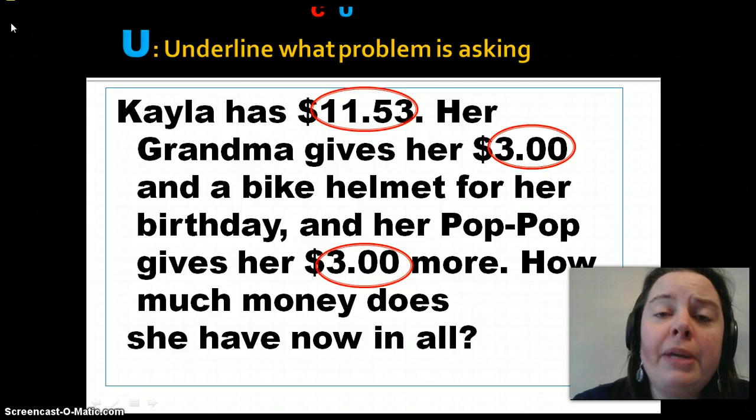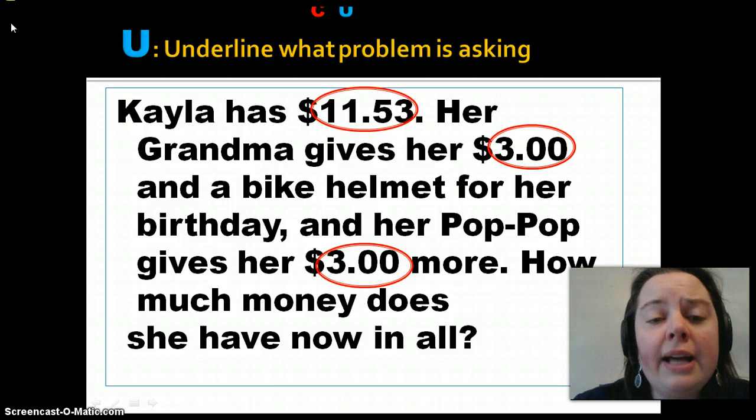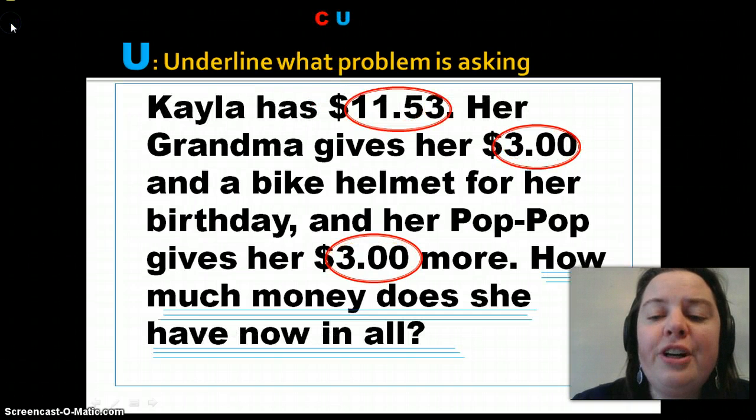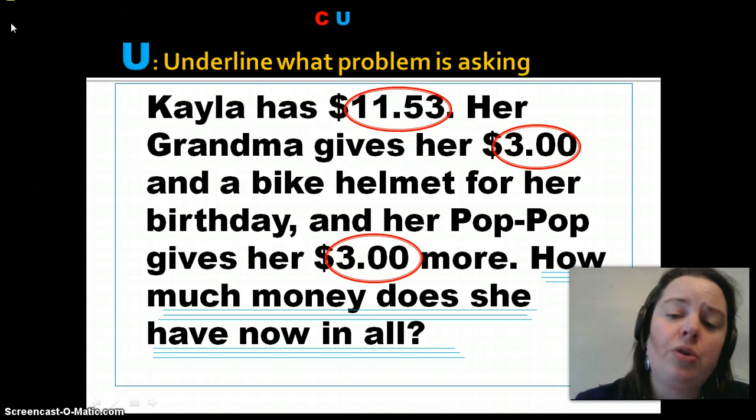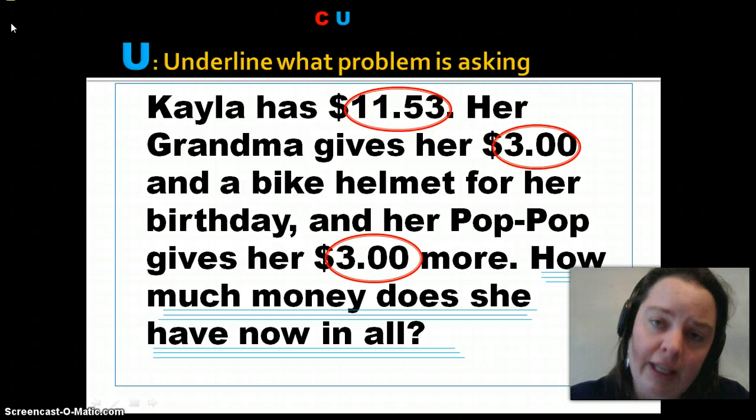U for underline. Underline what the problem is asking. So Kayla has $11.53. Her grandma gives her $3 and a bike helmet for her birthday, and her pop-up gives her $3 more. How much money does she have now in all? Does anybody see the question being asked in this word problem? Good, right. How much money does she have now in all? So we're going to underline that question because that is what we're actually going to find the answer to.